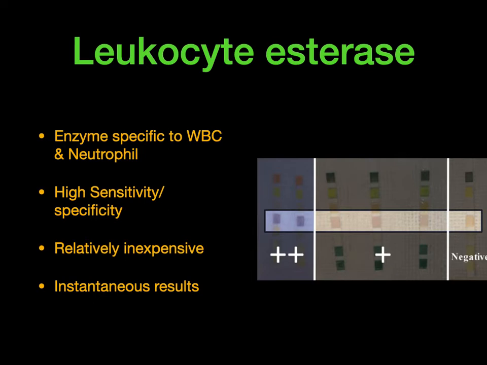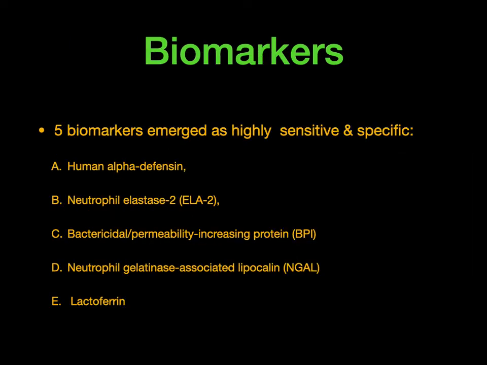There are a few other biomarkers which have emerged to be very highly sensitive and specific markers, and they include human alpha defensin, neutrophil elastase or ELA2, BPI, which stands for bactericidal permeability increasing protein, NGAL, which is neutrophil gelatinase associated lipocalin, and finally lactoferrin.